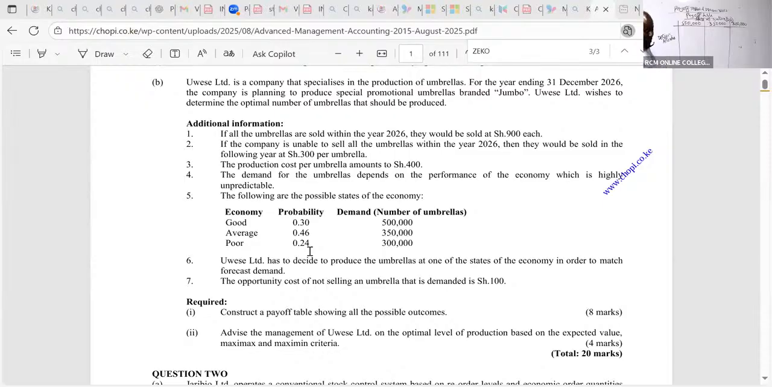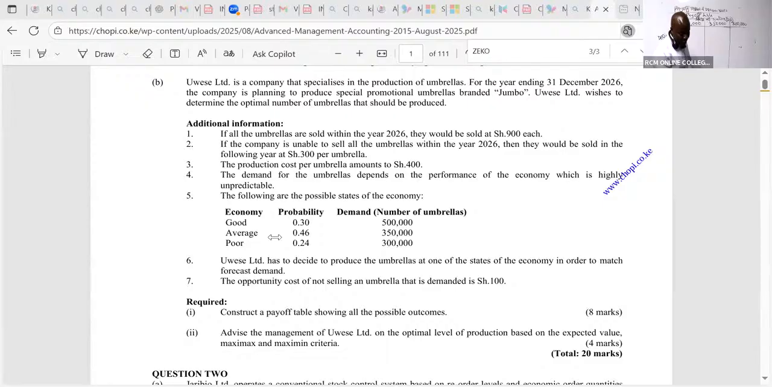Now, ladies and gentlemen, I can see chart. Sorry, just a minute. 1 minute. Oh, it's August 2025, eh? August 2025, yeah. All right.